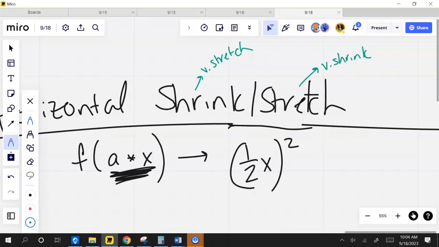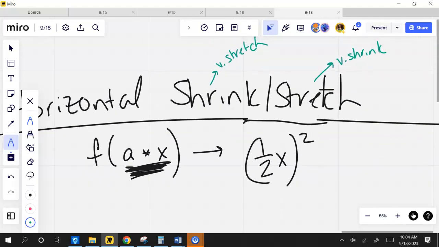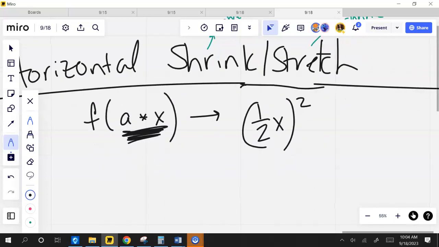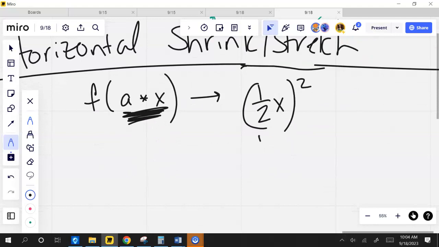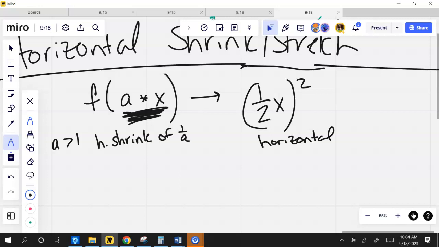I'm basically going to tell you about it. All right. Now, I want you to look at this for just a second because this is a horizontal. Now, everything horizontal is opposite. If A is bigger than 1, it's a horizontal shrink of, and I have to flip that A over, okay? And this is on your sheet. Because if it's negative, then it's talking about reflection. And then if it's less than 1, it's a horizontal stretch.